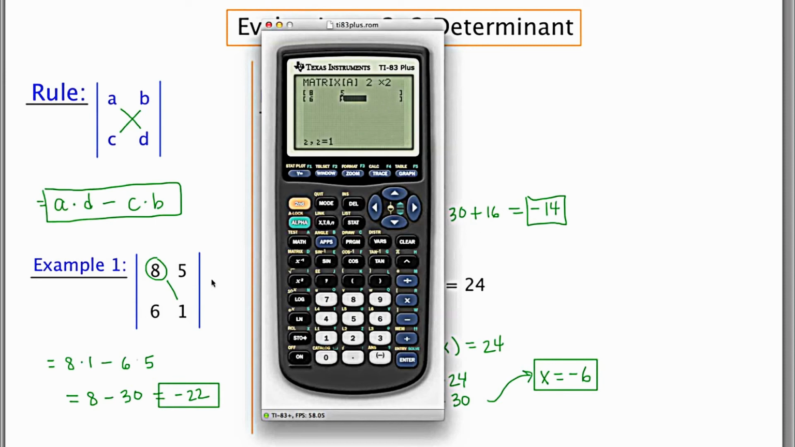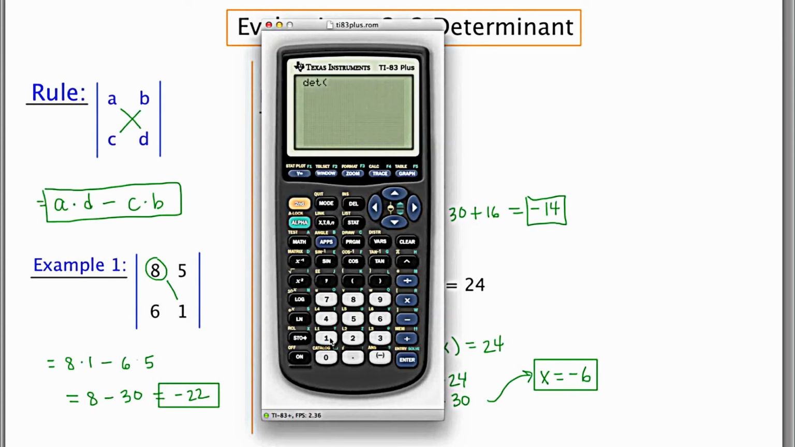Now, I want to find the determinant of this matrix. So I'm going to go to the calculating screen, which is second mode. This is the screen that allows you to do any sort of calculation. And I'm going to go back to that matrix menu. And this time I'm going to go to Math, which is over 1. And the first option is DET, which stands for determinant. So I'm going to select that.